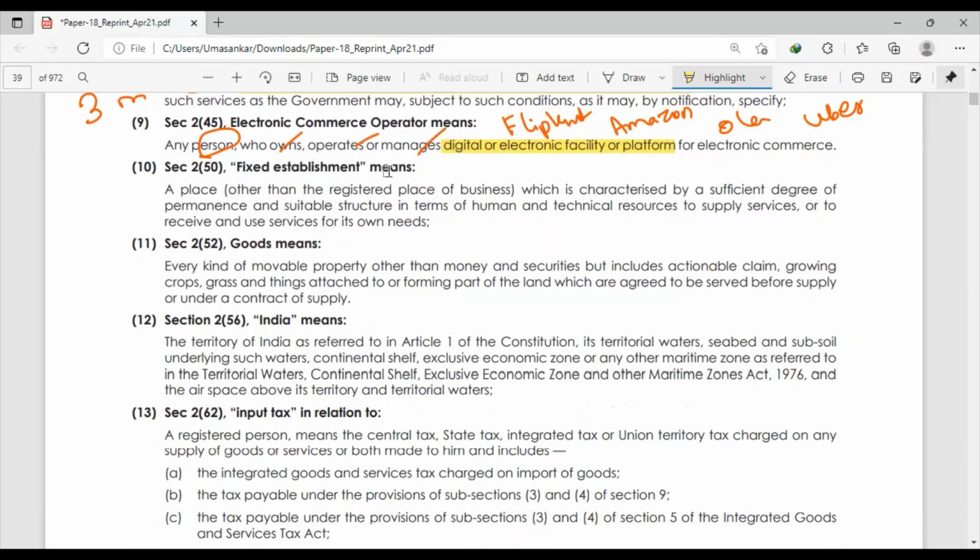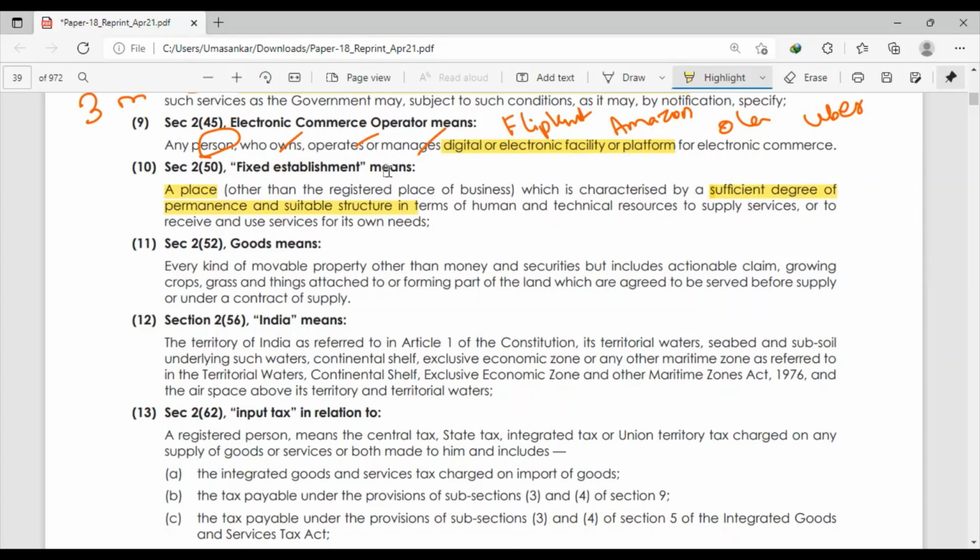I have a fixed place, or that is registered place. The registered place is called fixed establishment. But here its definition is what is written. The place other than registered place means any other additional place. Suppose you are maintaining a godown, which is characterized by sufficient degree of permanence, a permanent and suitable structure in terms of human and technical resources to supply. See, you have registered places for conducting business, but you are also maintaining a godown or warehouses. That place is also called fixed establishment.